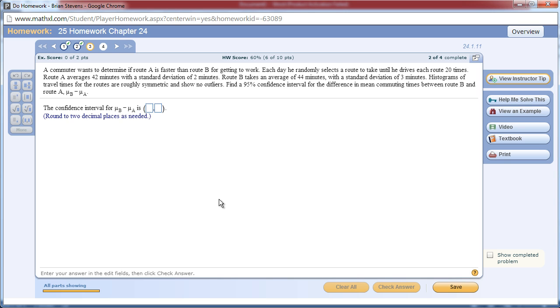We want to enter in B first. So our mean was 44 for B. Our standard deviation was 3, and our sample size was 20. Then we get down to the first one, route A, which was 42, 20, and 2. 95% confidence interval, pooled no, and hit calculate. And it'll give us the interval right here, but always practice doing these by hand.